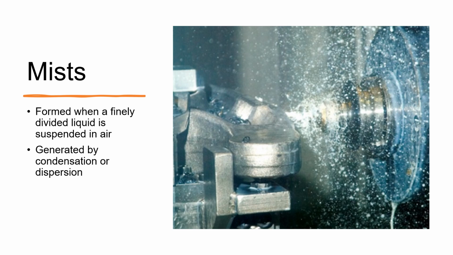A very common example of mist in an occupational setting is oil mist, and this has become a focus of occupational hazard control. Oil mists are often created when metalworking fluids come in contact with fast rotating machinery. This is a picture of an example of that.